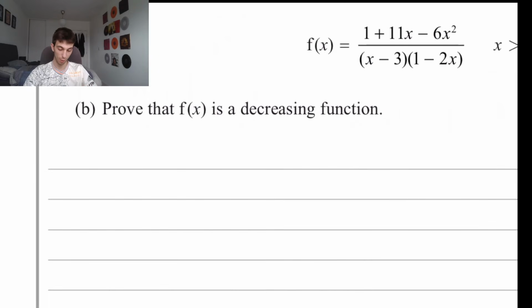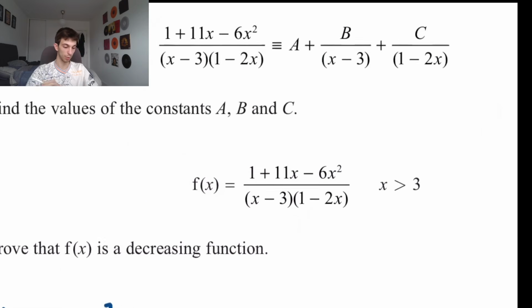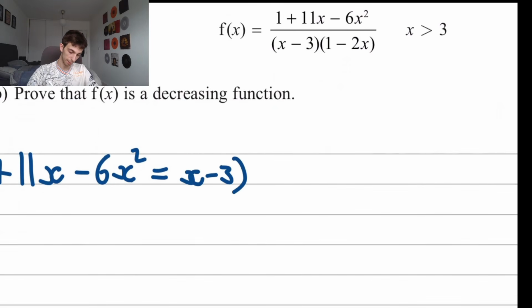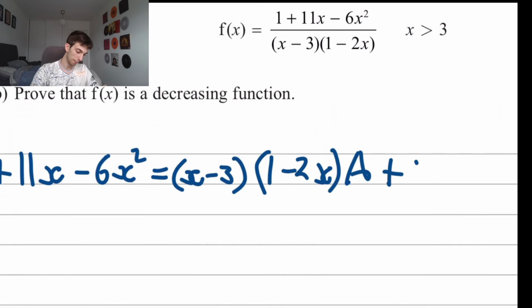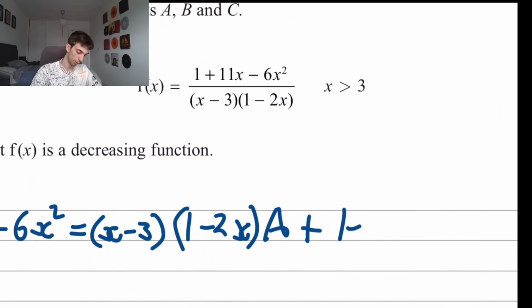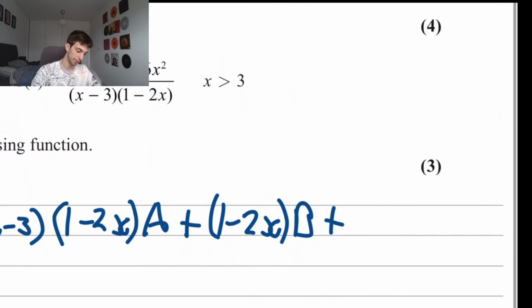So on the left-hand side, let's label this part A. We have 1 plus 11x minus 6x squared. On the right-hand side, multiplying through by x minus 3, 1 minus 2x, we're going to have x minus 3, 1 minus 2x, a. Then we have plus 1 minus 2x, b, multiplying the whole thing through by 1 minus 2x and x minus 3. And that's going to be plus x minus 3, c, okay? Just be very careful, make sure you write this bit correctly.